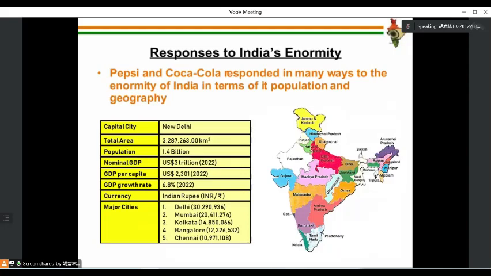The newest statistic I got is 1.4 billion and still counting. And then the nominal GDP is 3 trillion US dollars. However, their GDP per capita is only 2,000.